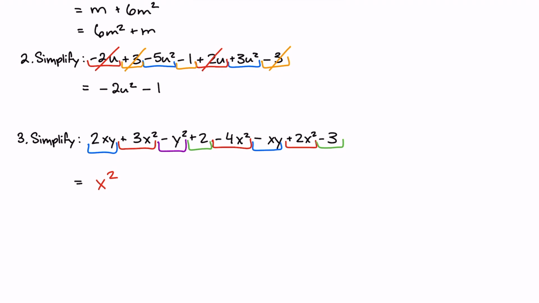Now I'm going to do our y squared, and there weren't any other y squares, so we're just left with negative y squared. Now I'm going to do our xy's. So we had 2xy minus xy. So that's just 2 minus 1. So that's going to be positive xy. And lastly, in green, we have our constants, and that's just 2 minus 3, which is negative 1. So our final answer would be x squared minus y squared plus xy minus 1.